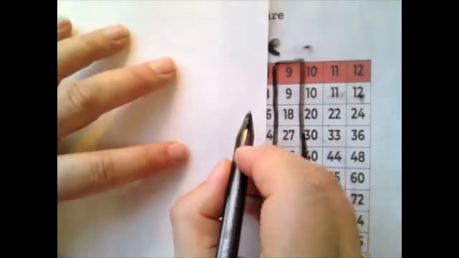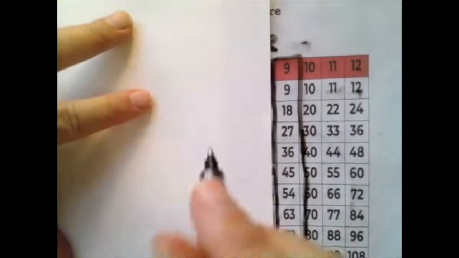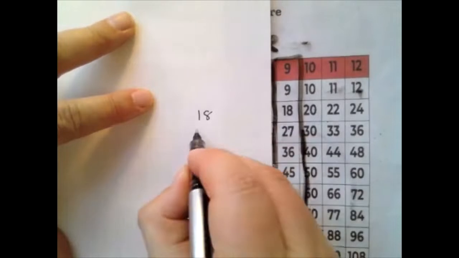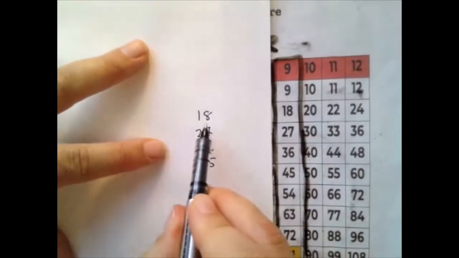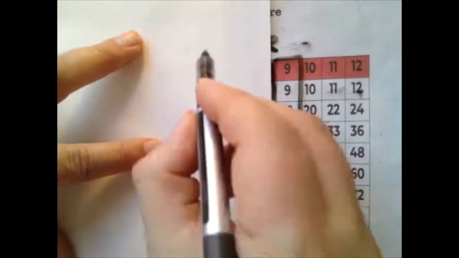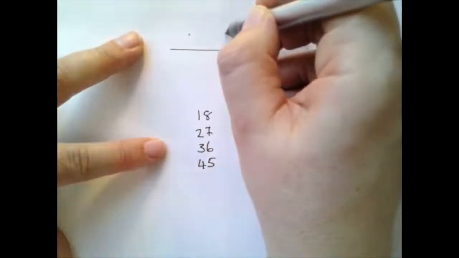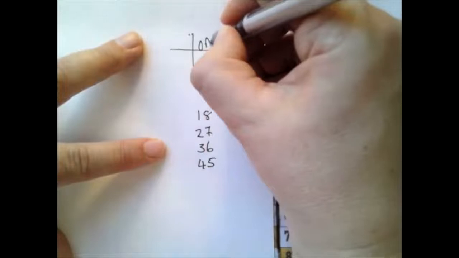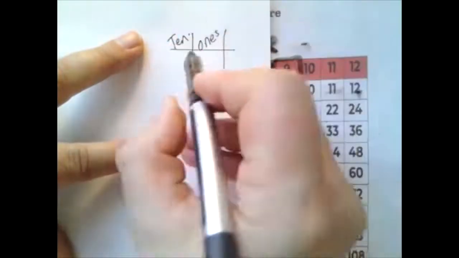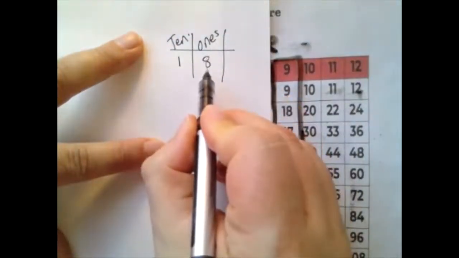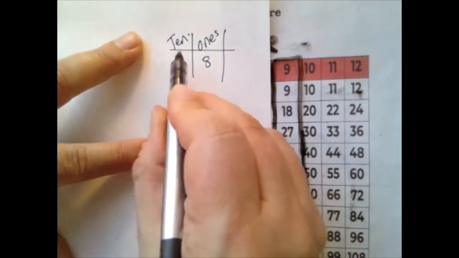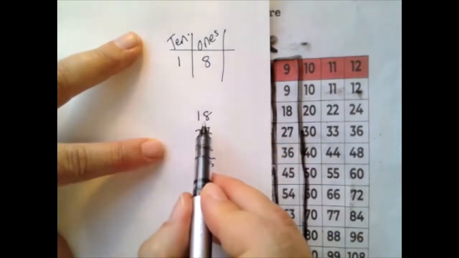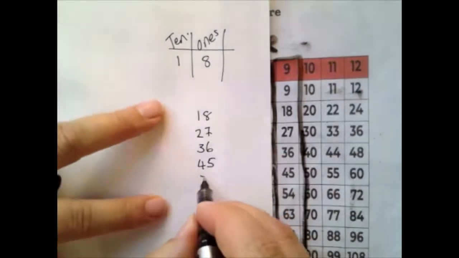If I look at my 9s, I've got 18, I've got 27, 36, 45. Have a look at what's happening to the 1s digit here. If I've got my 1s and my 10s digit, the 8 is in my 1s digit and the 1 is in the 10s place value. So what's happening to the 1s digit?